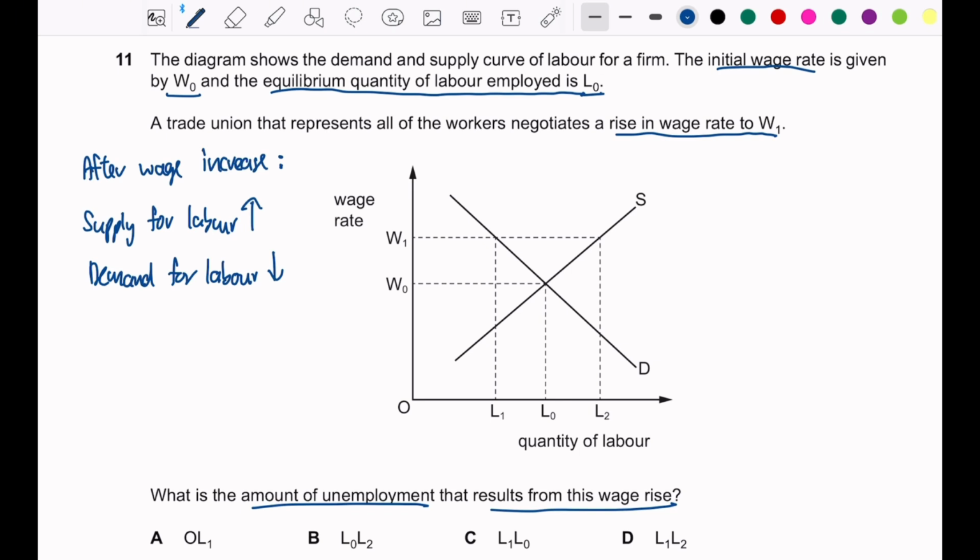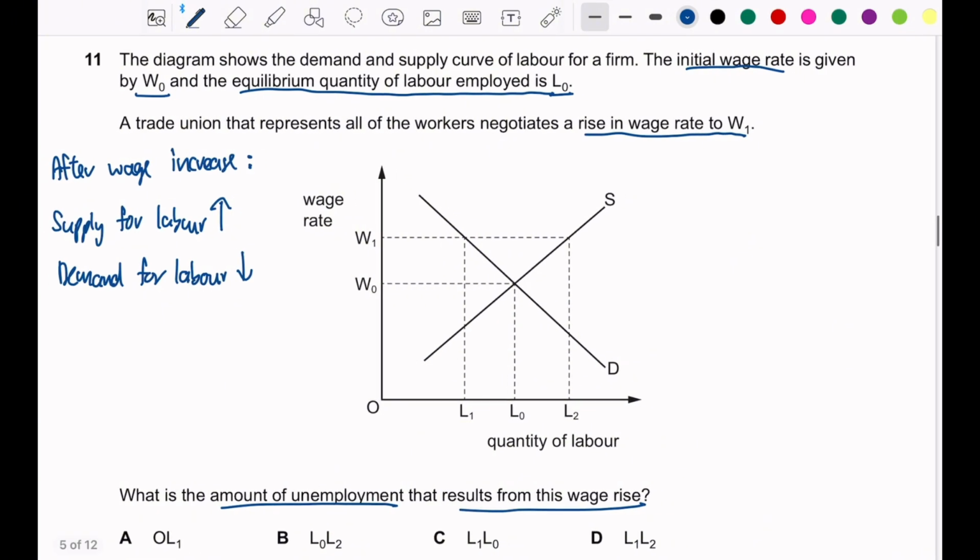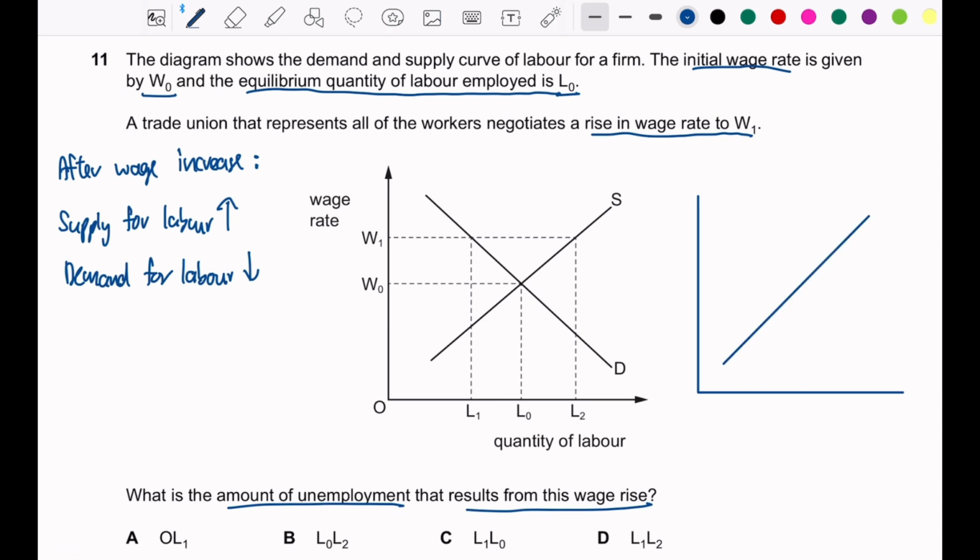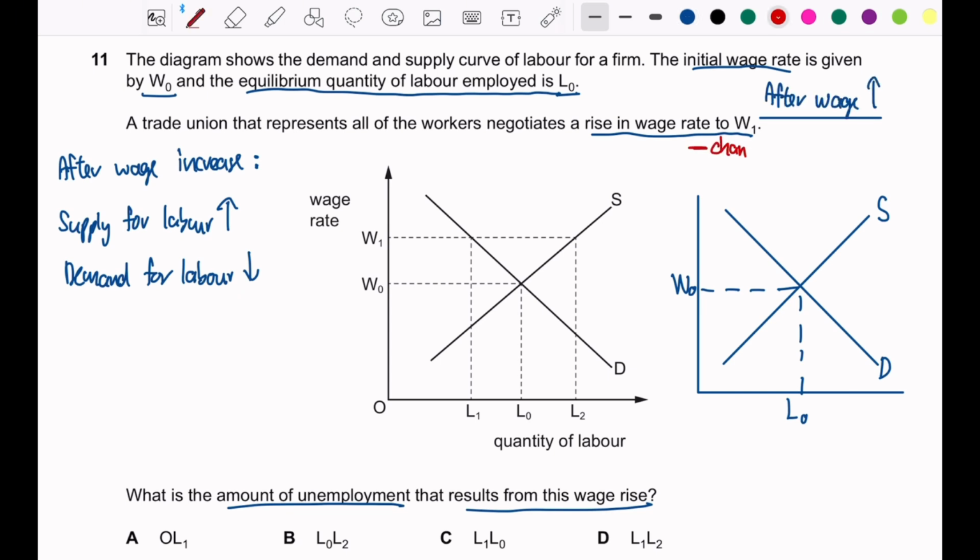So right now this is the current situation, and we need to draw a new supply and demand curve to know what the changes are and to see the movement along the curve. This is the equilibrium, and so first let's draw the changes in supply.